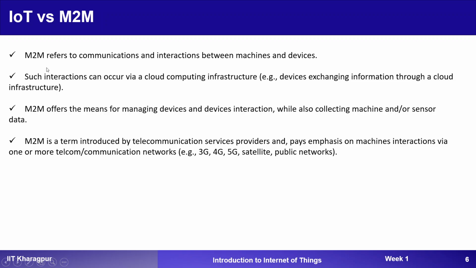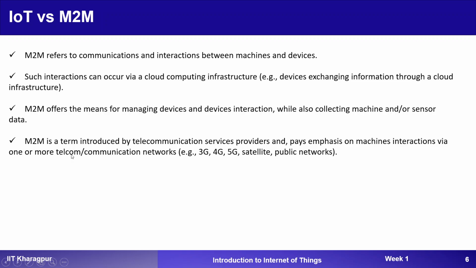Here it is written that M2M refers to the communication and interaction between the machines and the devices. Such interaction can occur through a cloud computing infrastructure. For example, devices exchange information through a cloud infrastructure. Further, M2M offers the means for managing devices and device interaction while also collecting machine or sensor data. In case of M2M, everything is related to machines only, so there is no role of humans. However, in case of IoT, the interaction between machine to machine will occur, and apart from that, the interaction between human and machines will also occur.